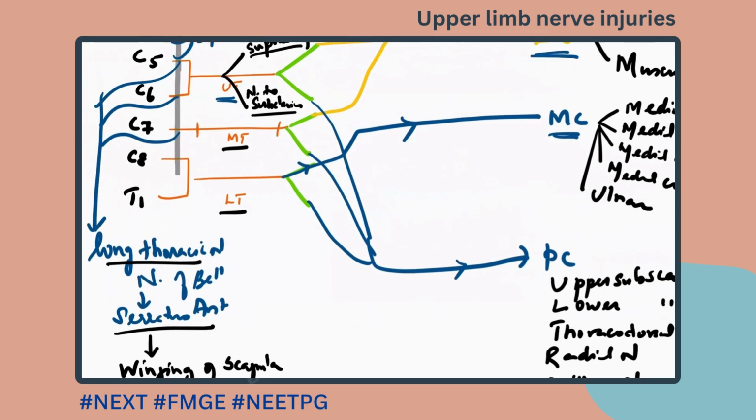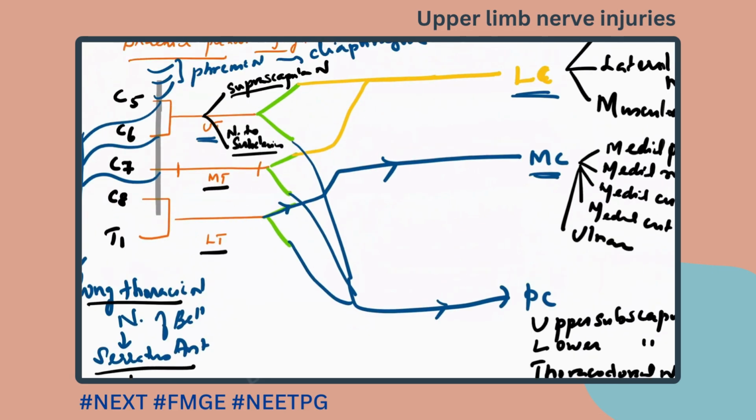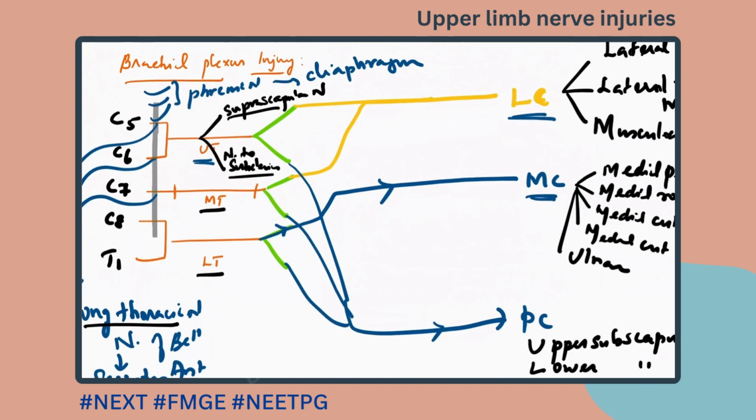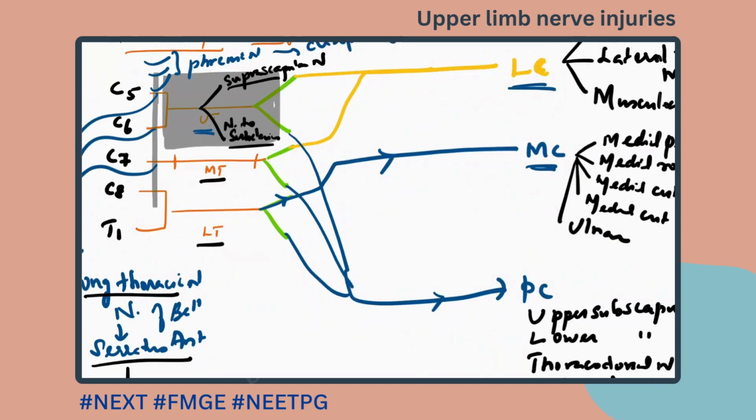So if an injury occurs in this junction, this is called Erb's palsy. This will result in an injury called Erb's injury, or a palsy called Erb's palsy. I'll take that shaded area alone separately and draw it here.